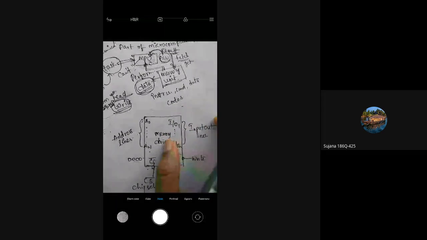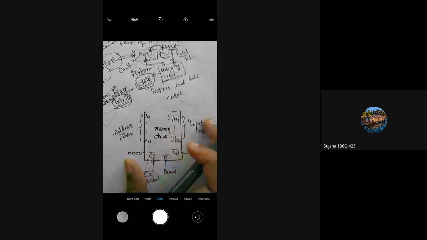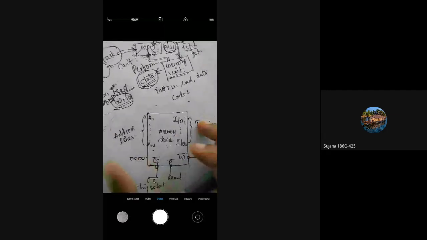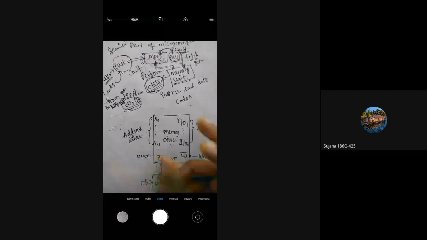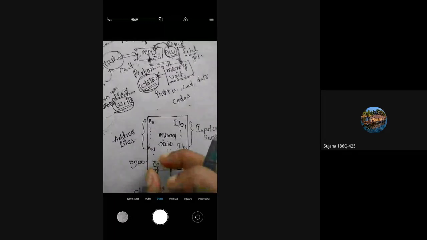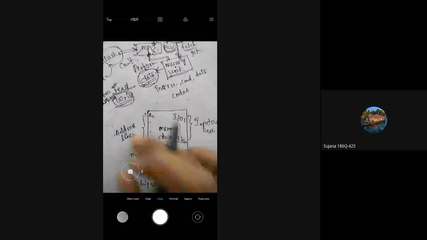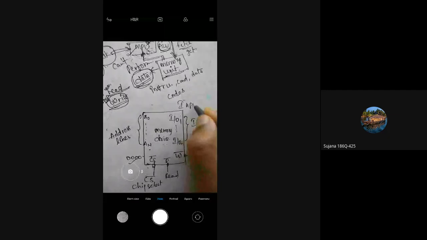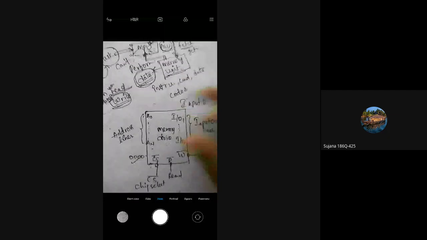All memory devices have these address and input lines that select the location of the memory of the device. By using these lines only we will select the memory location within this memory device. So address lines and input lines, these are input output lines. By using address lines and input lines, we will select the memory location within the memory device.